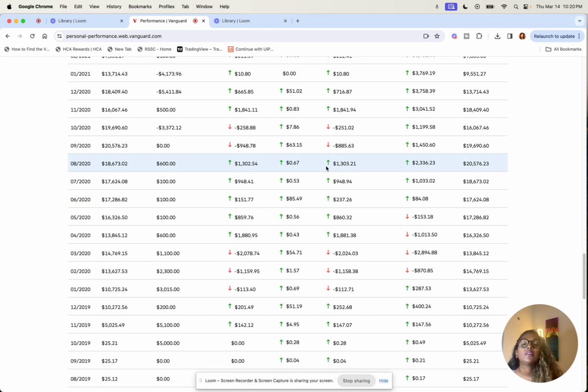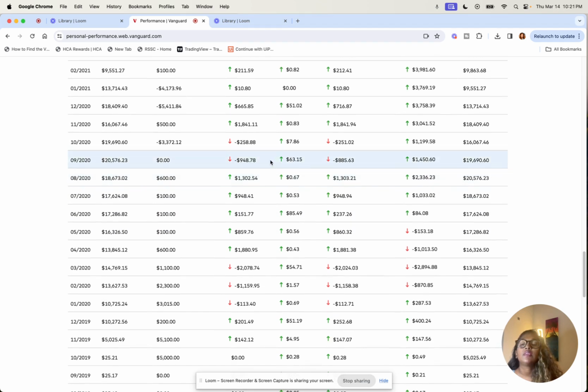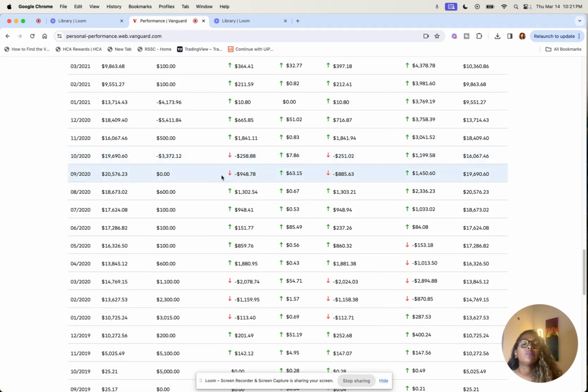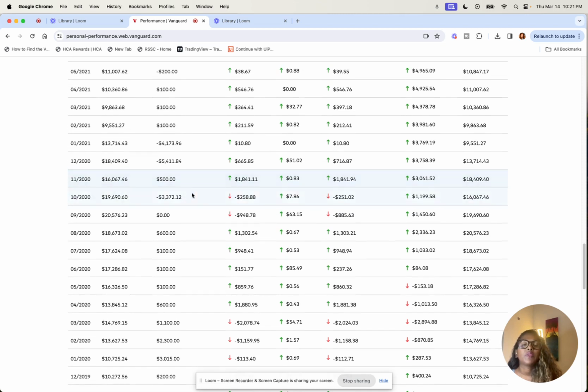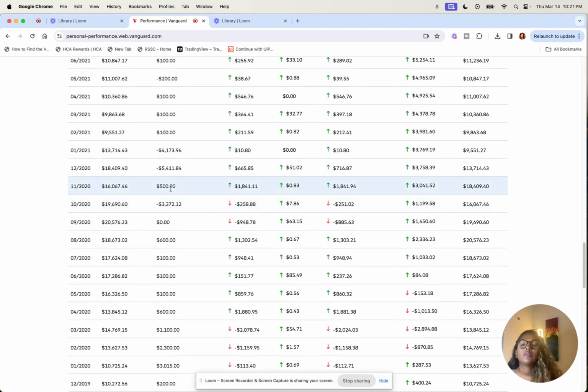So yes, it started to accumulate, and I guess nothing went in for September. I didn't have any contributions in September. The market was down, but my account was still positive in here. You could see. And then in October 2020, I did withdraw some stocks from this account and sent it to another brokerage. I transferred it. So you will see this negative sign here from the account.